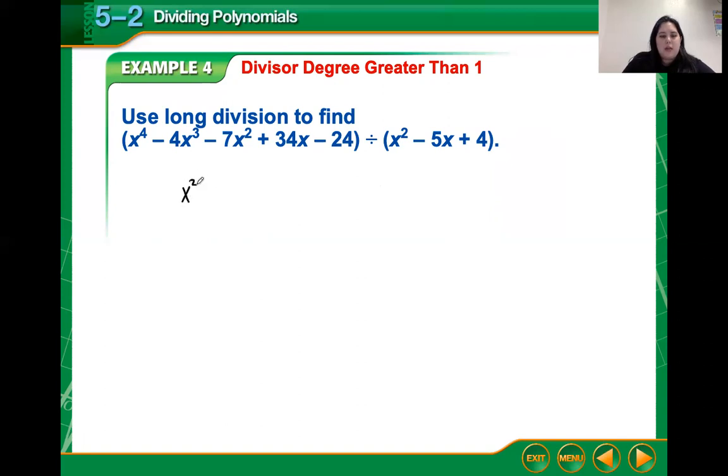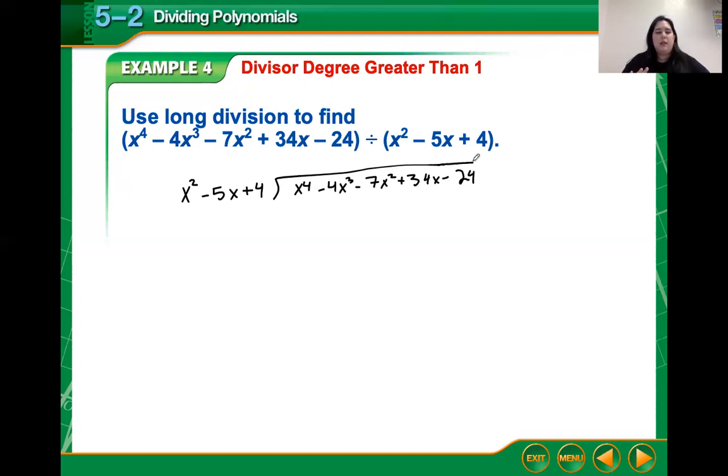So we're going to do x squared minus 5x plus 4 dividing into x to the 4th minus 4x cubed minus 7x squared plus 34x minus 24. So we're just going to go ahead and do this one. I don't know what the book was thinking when they put this one out, but we're going to take a look at it.